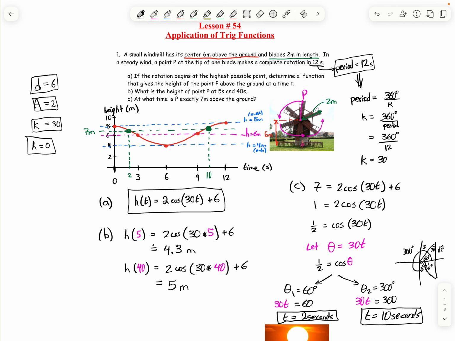Not the height, but the phase shift. So we can use this information and say that our function, h of t, is going to equal 2 cosine, k is 30, there is no phase shift, so 30t, plus d. So that is our function. Oh, and sorry, my d here is 6. Yes, there we go. Nice. So that's part A.